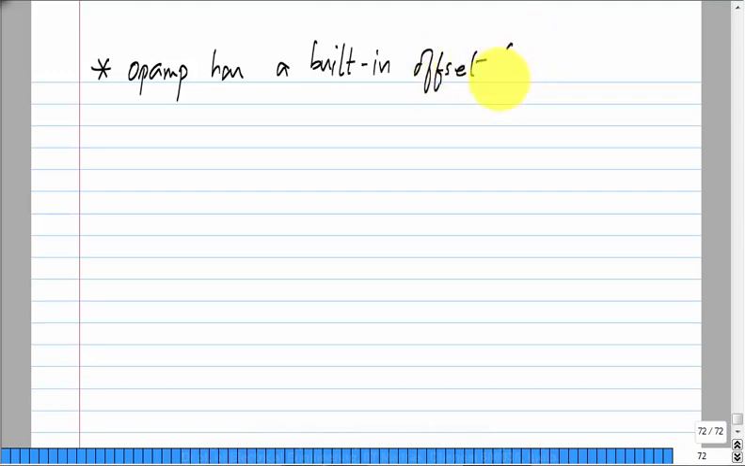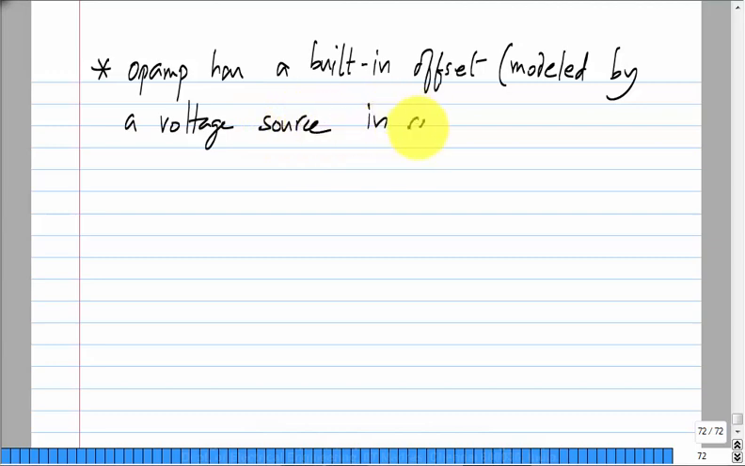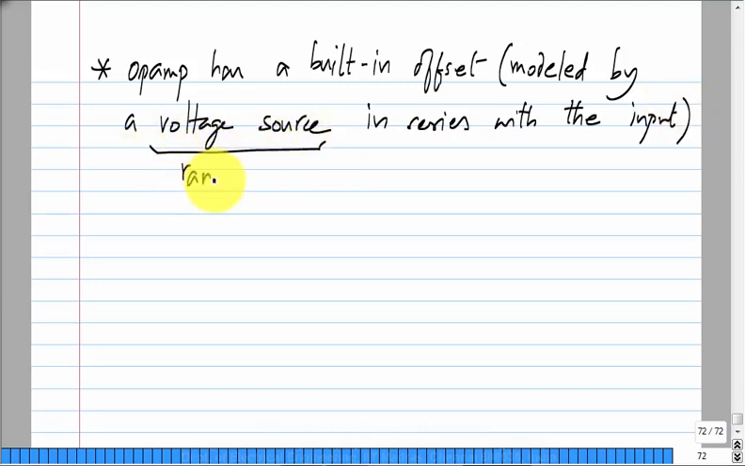We have a built-in offset which is modeled. It's not literally a voltage source in series, but it is modeled by a voltage source in series with the input. You can put it in series with either input, it doesn't matter. The polarity also doesn't matter, because in a well-designed op-amp this will be random, Gaussian. You're familiar with the standard deviation, right?